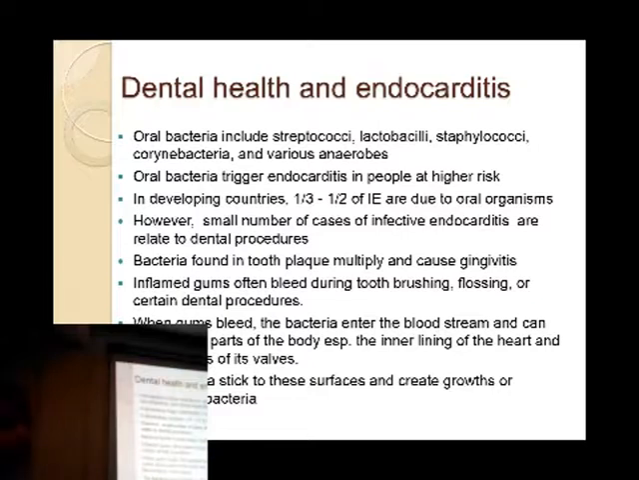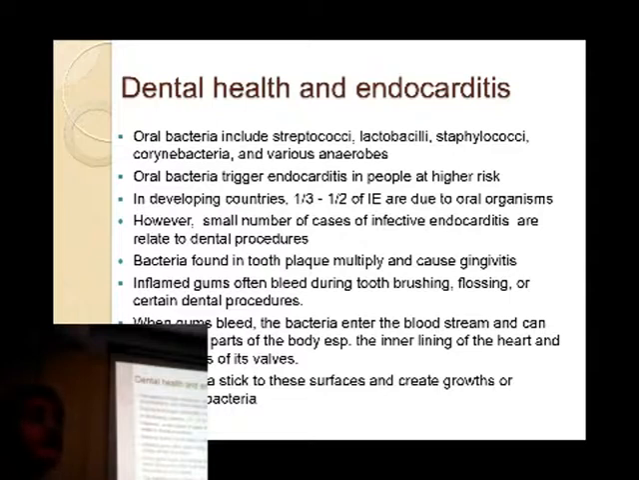Now, oral bacteria is very important when we talk about endocarditis of high risk people, which I already mentioned, such as people having prosthetic valve disease, corrected cyanotic heart disease. In developing countries, infective endocarditis due to oral organisms accounts for about 1/3 to 2/3 of cases. However, we should remember that the number of endocarditis cases resulting from dental procedures alone is very small.